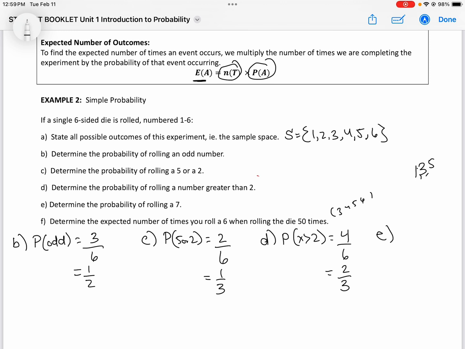And now determine the probability of rolling a 7. Well, there's no 7s. If you take a look at the universal set, there's no 7s. That's 0 out of 6, which is just 0. It's impossible to roll a 7 on a 6-sided die numbered 1 to 6.